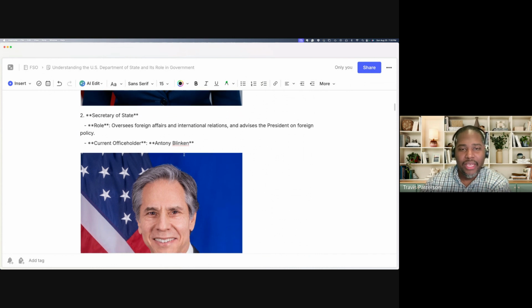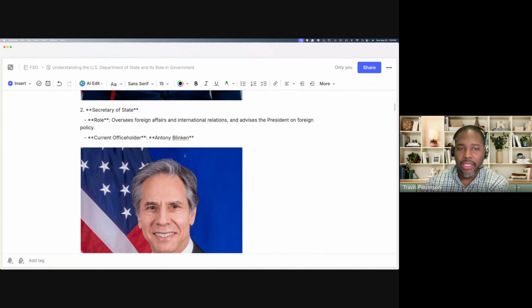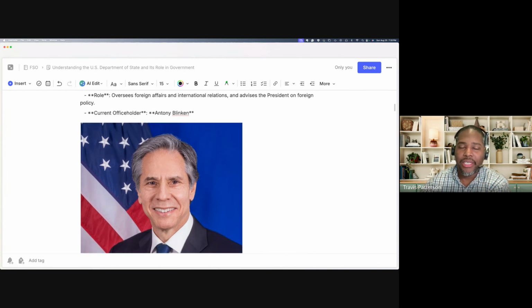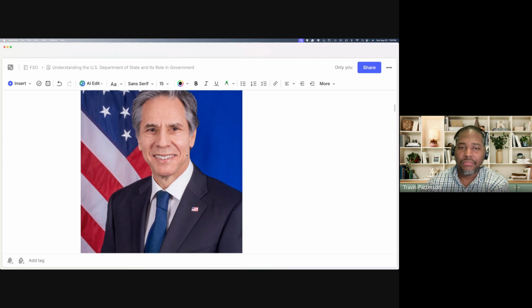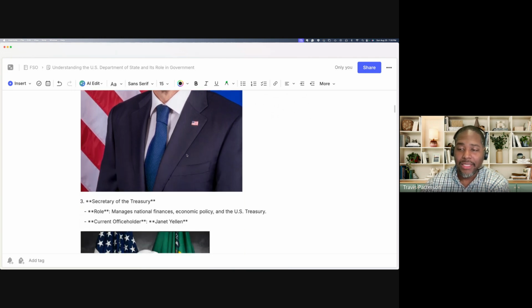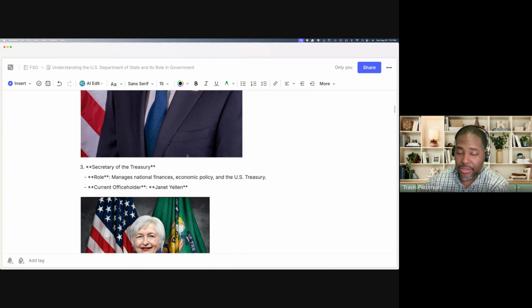Secretary of State Anthony Blinken. His role is to oversee the foreign affairs and international relations and advise the president on foreign policy. It's always good to have wise counsel around you, right? When you are CEO, when you are the top, you don't have to know everything. Just know the people who do. Know specific things of what you need to know. That's what the cabinet is. These people report up so that the president can be aware and make decisions. Decisions are also made without the president, more so with the president, I should say. But each of these people is head of their department.